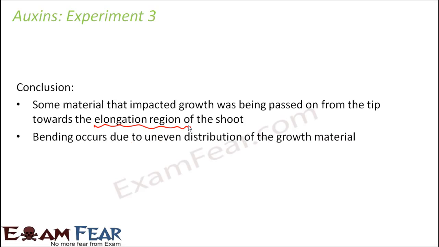Also, he concluded that the bending occurs due to uneven distribution of the growth material. If it is distributed uniformly, then all the parts of the stem will grow at the same rate. But if it is concentrated more on one side, then it will grow more on that side, and as a result bending will take place. So this is how this growth promoting hormone was discovered, and later on it was named auxin. Auxin, a Greek term which meant to grow. So this was how auxins were discovered.